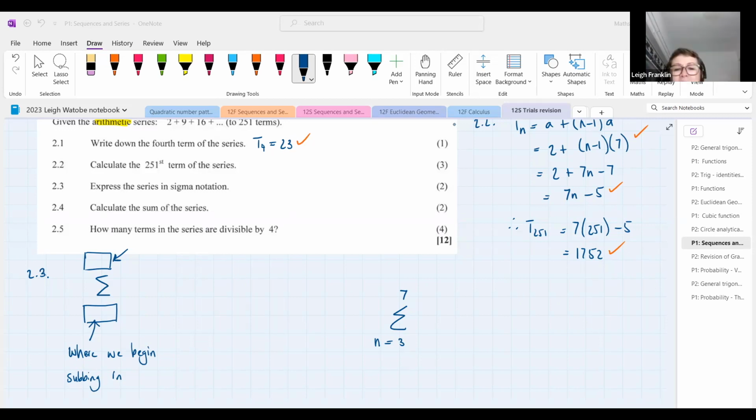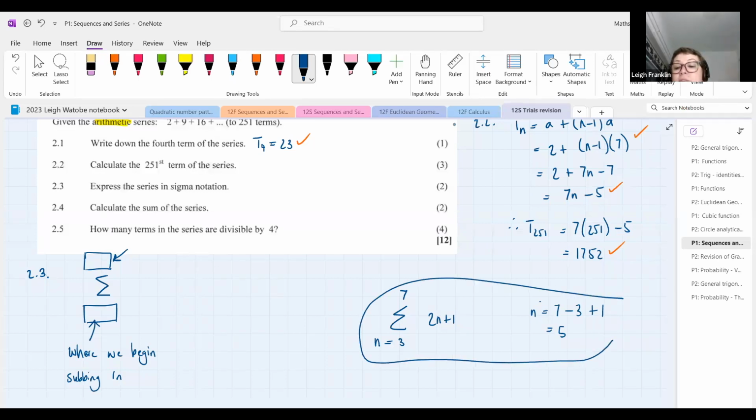So if my pattern is something silly like 2n plus 1, if I start subbing in at 3 and I end at 7, I'm not going to have 7 terms in the pattern. And that's where that rule comes from. So the number of terms in the pattern is the number at the top minus the number at the bottom plus 1. Okay, so in this particular case, there would be 5 terms. This little example that I'm doing over here, there would be 5 terms.